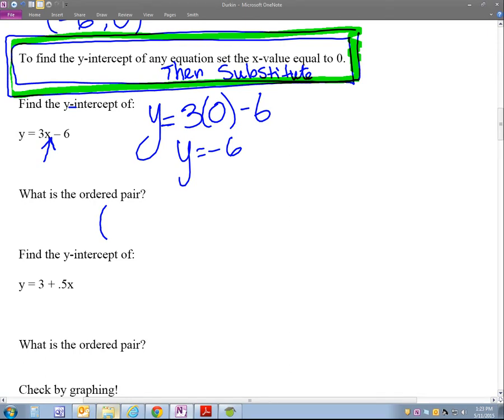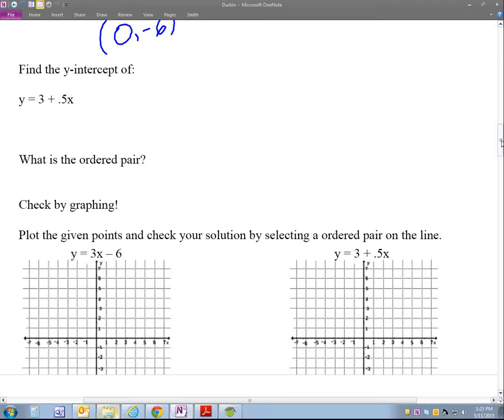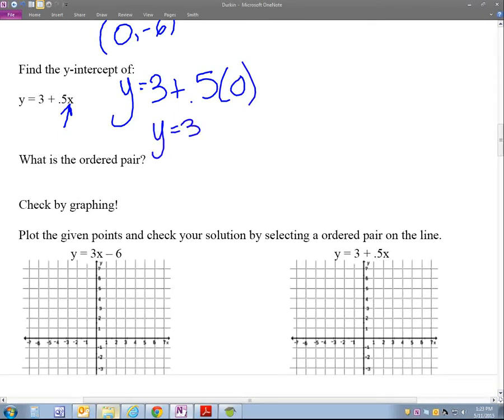Okay, so I found that my x value is 0 and my y value is -6. That's the ordered pair, the y-intercept. Here's another quick one. Find the y-intercept of y equals 3 plus 0.5x. I'm going to make x 0. Y equals 3 plus 0.5 times 0. Y equals 3. The ordered pair is 0, -3.